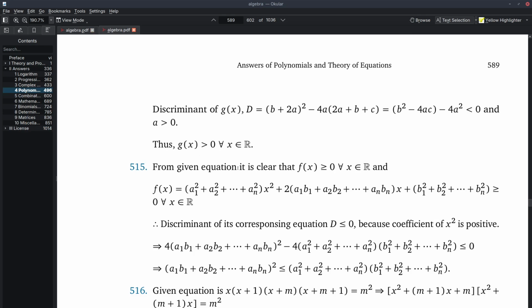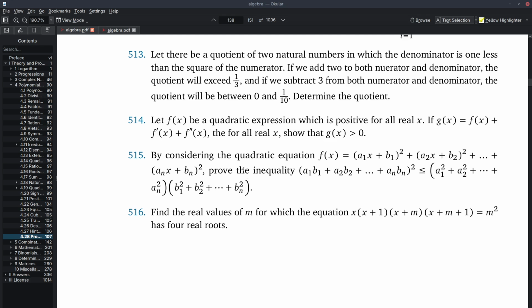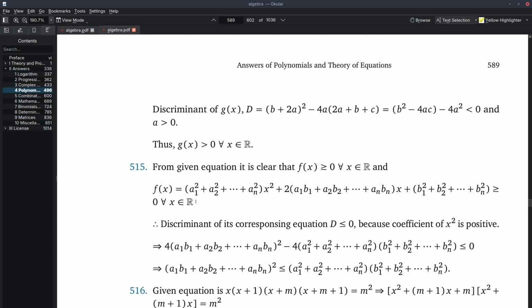So you see that if you look at f of x, it's a quadratic equation. So if you solve this, you will get a1 square plus a2 square through an square, x square, plus 2 into a1 b1 plus a2 b2 through an bn, x. And the constant term would be b1 square plus b2 square through bn square, which would be greater than or equal to 0, because x is in real numbers. So if x is a real number, this will always be positive.